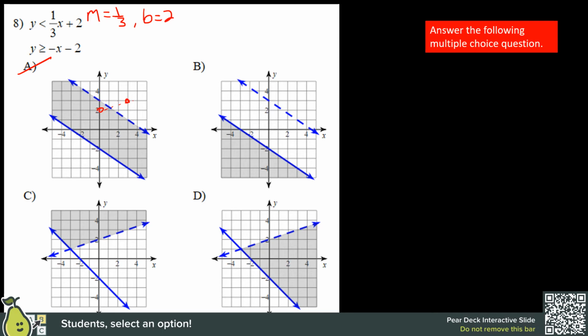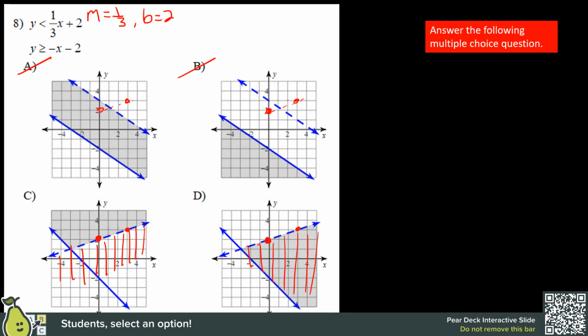For B, our y-intercept is at 2. This already looks like it's not going to work again. We go up 1, over 3. Nope. This is not going to work. Okay, for C, we go up to 2. 1/3, so we go up 1, over 3. This looks like it could work, but we need to shade everything below, so not too sure about this. Let's check the next one. At 2, go up 1, over 3, shade below. Okay, this looks good.